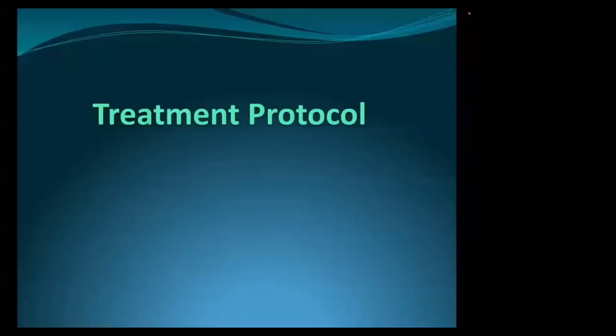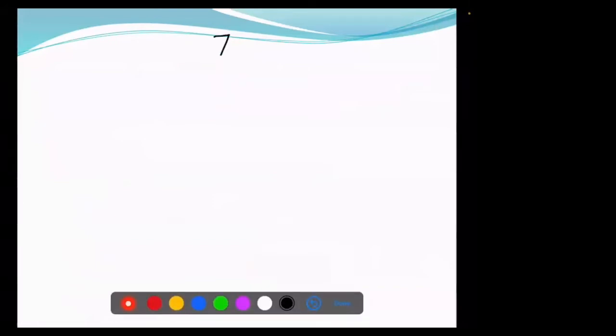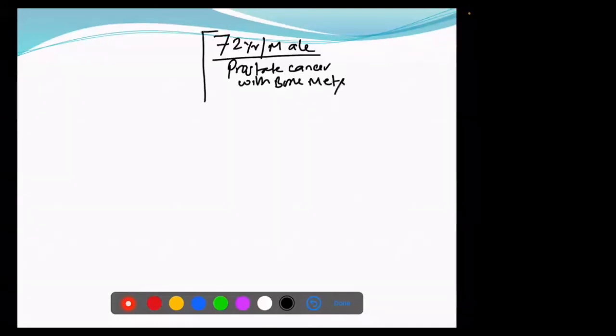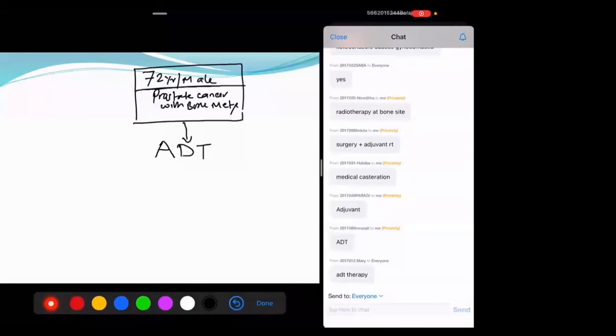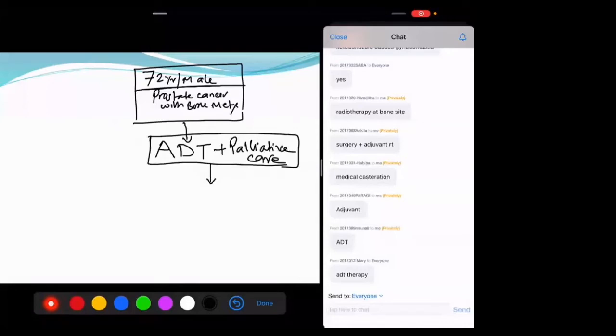Okay, let me give one more interesting example. Suppose a 72 year old male diagnosed as a case of prostate cancer with bone metastasis. This is the profile of the patient. We give androgen deprivation therapy plus palliative care. After putting the patient on ADT and palliative care, we follow up with investigations, scanning, and also PSA.